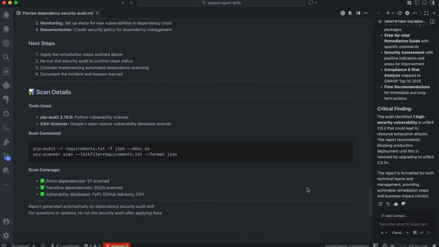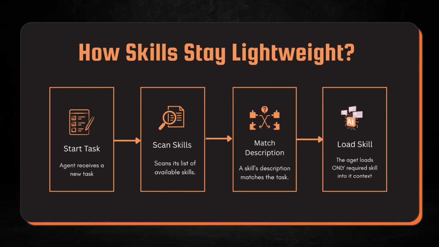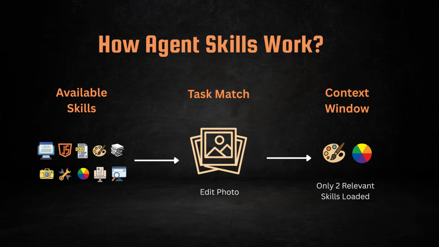Now, let's see how skills stay lightweight. Agent skills use a concept called progressive disclosure to manage context efficiently. When the agent starts, it loads only the name and description of each available skill. This is just enough for the agent to understand what skills exist and when they might be relevant. Here's a simple way to think about it. Imagine you have 10 skills available. For a given task, the agent determines that only 2 of them are relevant. Only those 2 skills are loaded into the context window.